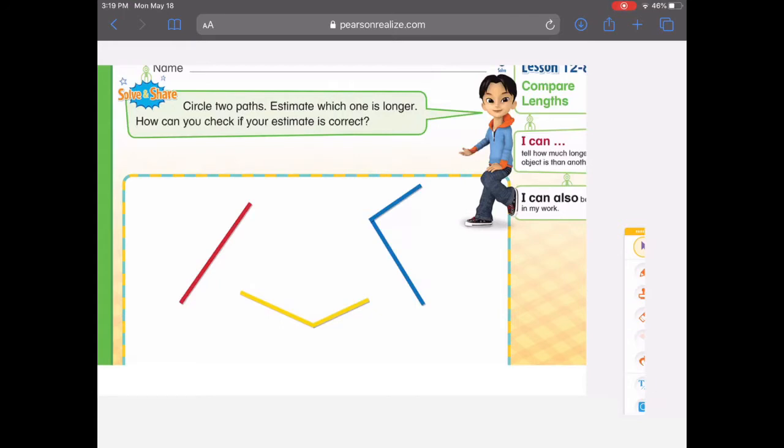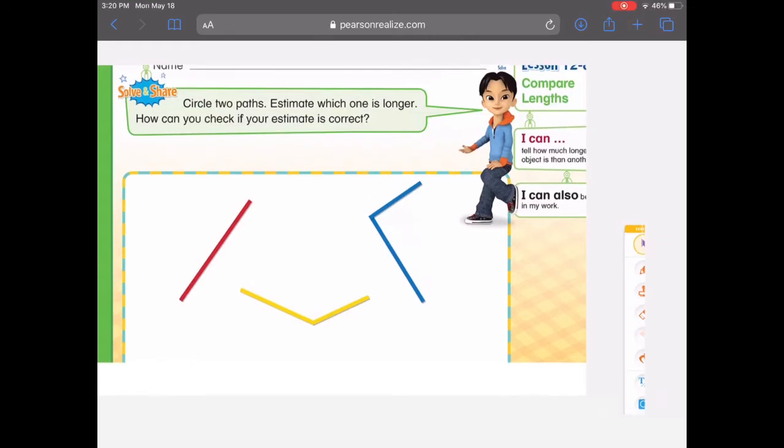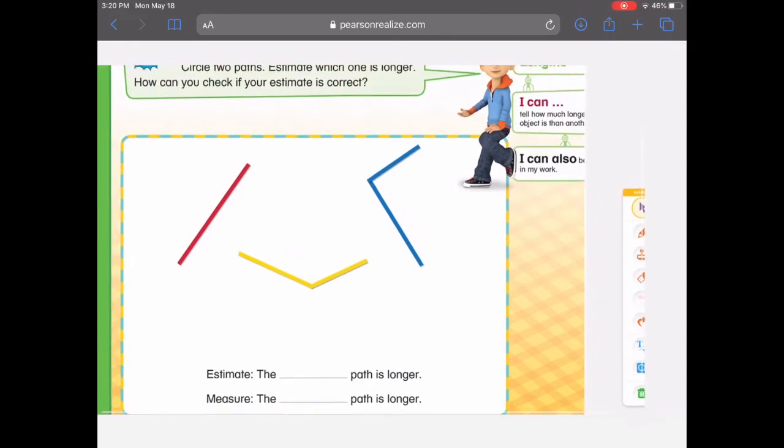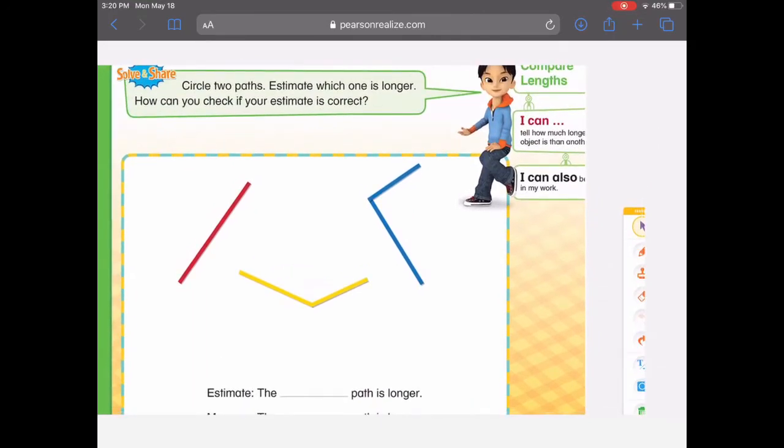Okay, so our friend's telling us circle two paths and estimate which one is longer. How can you check if your estimate is correct? So remember what we talked about when we did estimates in the last lesson. You would get an object that represents 1 centimeter in this case. We're going to use 1 centimeter. Line it up end to end, right? No gaps. And if that object is 1 centimeter long, however many times the object fills up the line will be the length of the line.